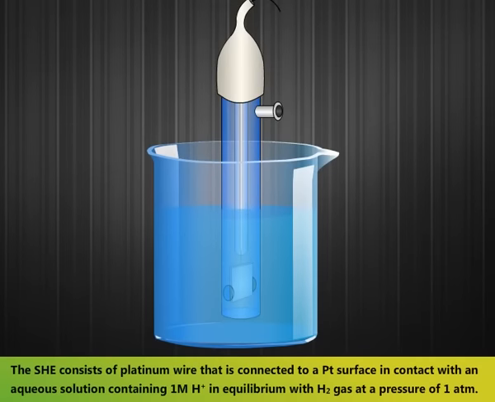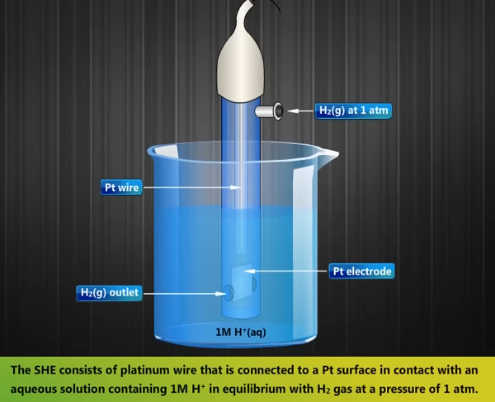The SHE consists of platinum wire that is connected to a Pt surface in contact with an aqueous solution containing 1 M H+ in equilibrium with H2 gas at a pressure of 1 atmosphere. Let's take a look and see what happens at the standard hydrogen electrode.